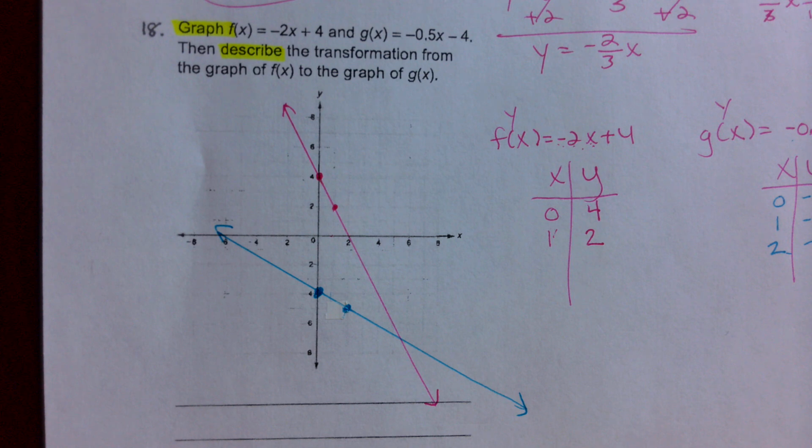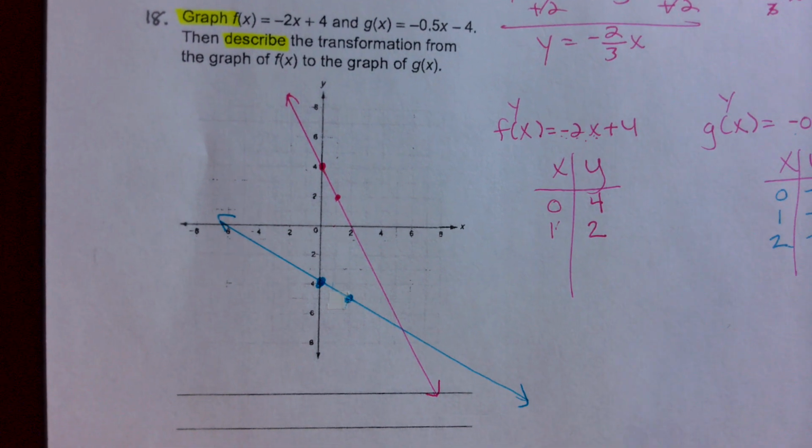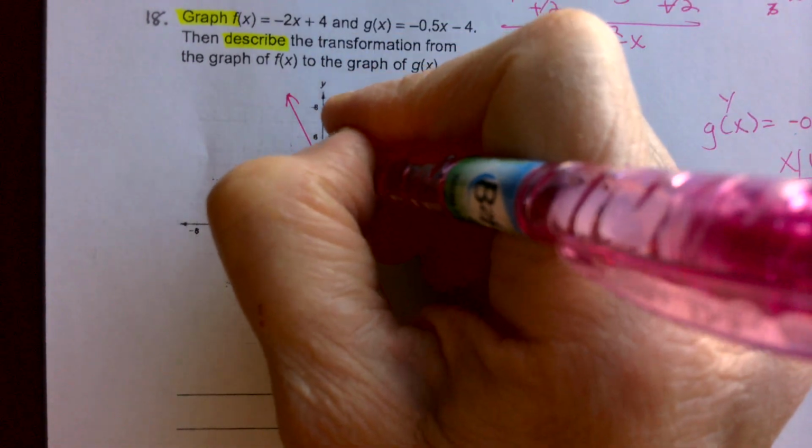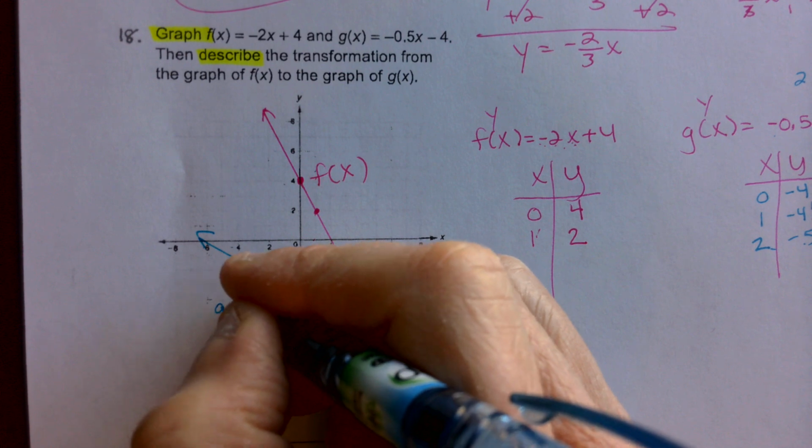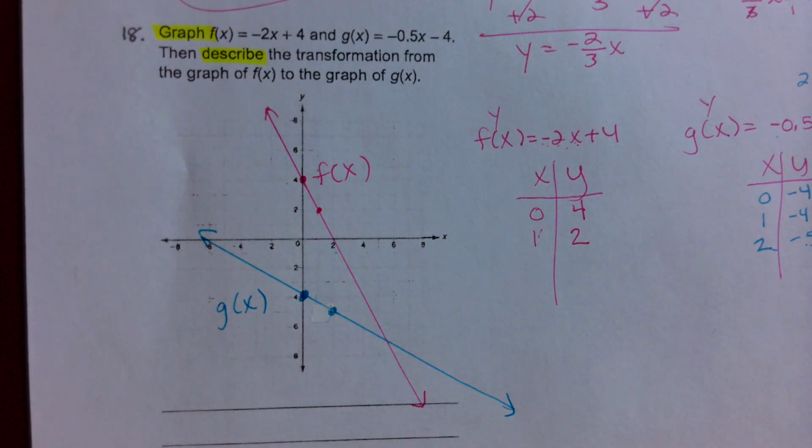All right, so let's take a look at that. What the heck is going on? So I got the graphing done, but we have to be able to describe the transformation. So remember, where was my beginning? My beginning was the f of x. And my ending was the g of x. So we're trying to say what happened from f of x to g of x.